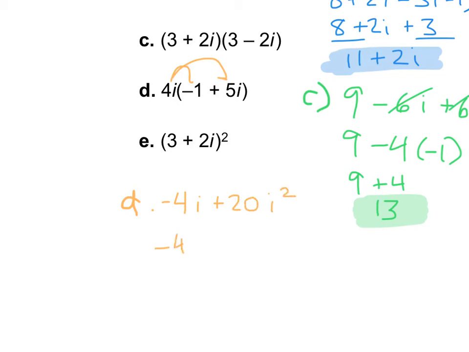So negative 4i stays the same because we don't have anything to combine that with. What happens to our i squared? Turns to a negative 1, so this would become minus 20. If this were WebAssign and we had to put it into standard form, we would put negative 20 minus 4i.